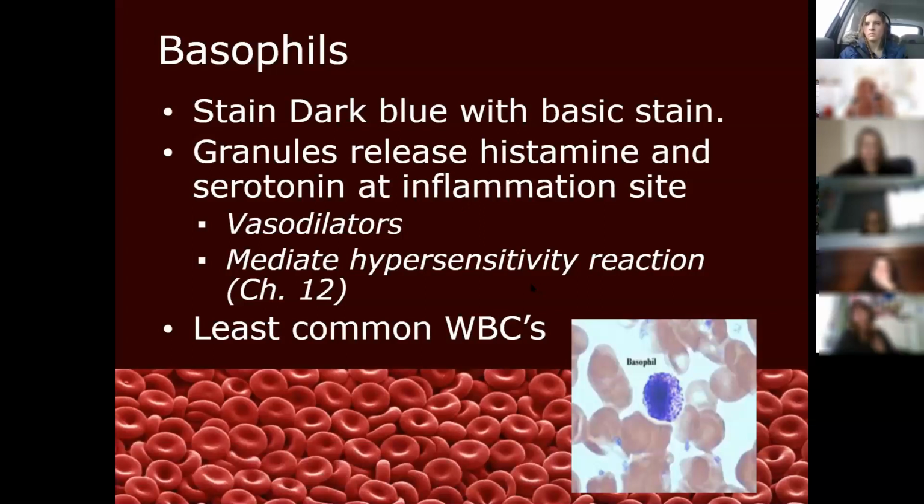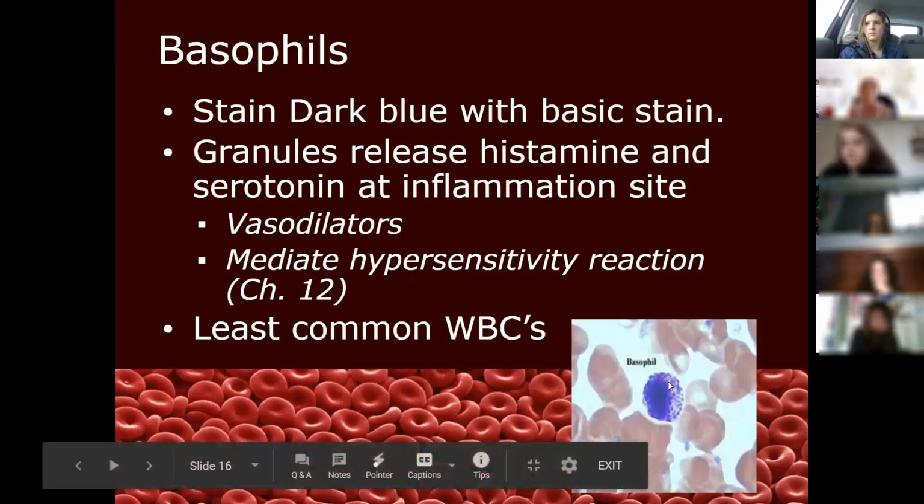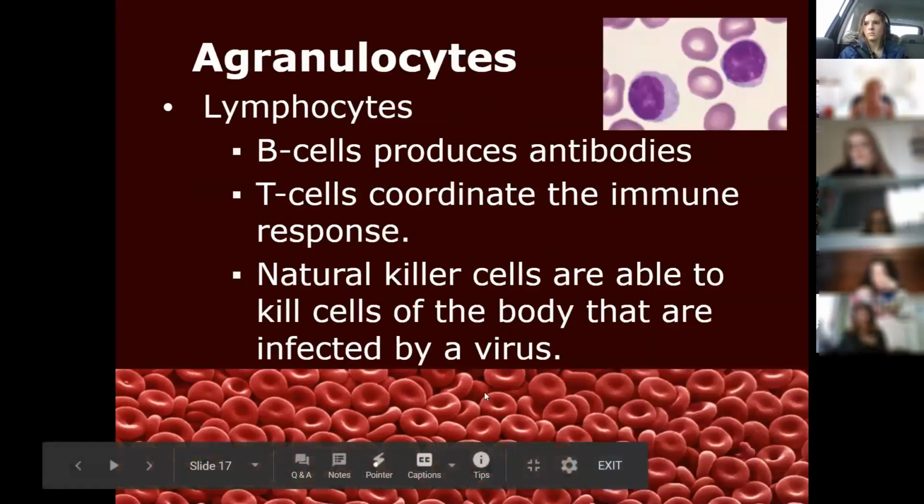They mediate hypersensitivity reaction. This is allergies. You're overreacting. You're being overly sensitive. So that cat enzyme from your cat's fur, it's not going to kill you, but your body overreacts and thinks that it's an invader, right? So you have an allergy against that. So these basophils are going to be active during an allergic reaction. They are part of your inflammatory response. These are the least common, so they have the lowest number in your blood.